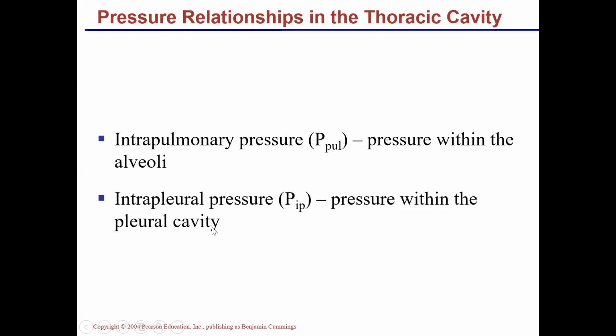Okay, so now think about this. Intrapulmonary pressure, definitely this part has to be lower than atmospheric pressure, so the outside air can get into the alveoli, right? And then this one, intrapleural pressure, the pressure inside of the pleural cavity. This is actually very important. Okay, let me get to my whiteboard. Let me explain this.